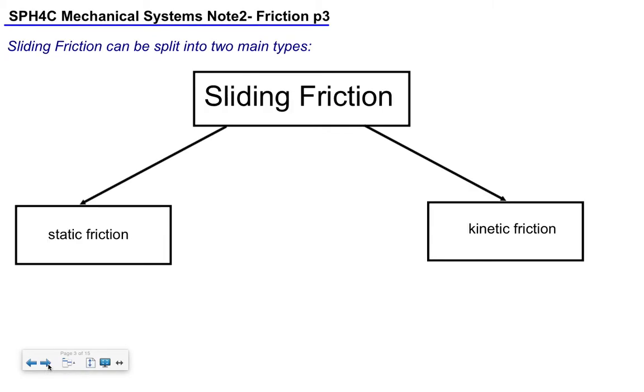So we split sliding friction up into two types. There's what we call static friction and what we call kinetic friction. Kinetic means moving. Static friction is like, if you've ever tried to push something really heavy, it always takes a ton of energy just to get it started, but once you get it started and it starts to move, then it's a little bit easier.